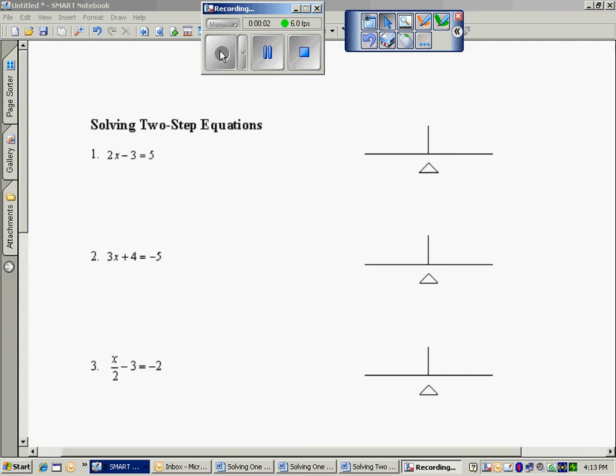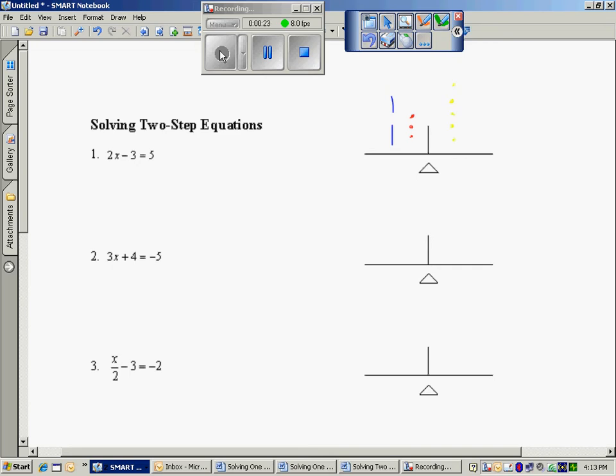Now we'll look at more advanced equations. These equations involve two steps. So what I'm going to do is represent it first on a balance. 2x minus 3 equals 5. So I have 2 x's, 3 red on the left, and 5 yellow on the right.